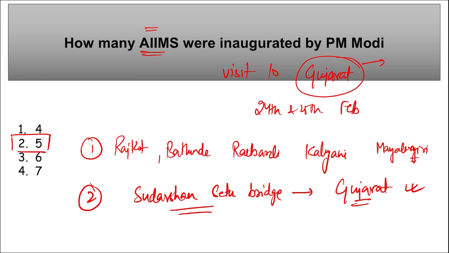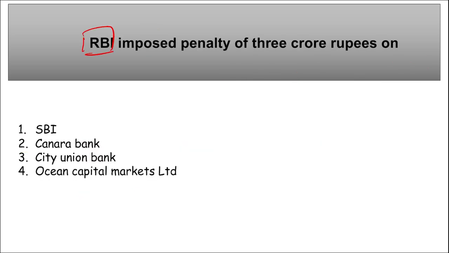If we talk about Gujarat, what is the capital of Gujarat? Gandhinagar. Where is your GIFT City? Then who is the chief minister of Gujarat? Bhupendra Patel. Who is the governor here? Acharya Devrat. Next is, RBI imposed a penalty of 3 crore rupees on which organization or banks?